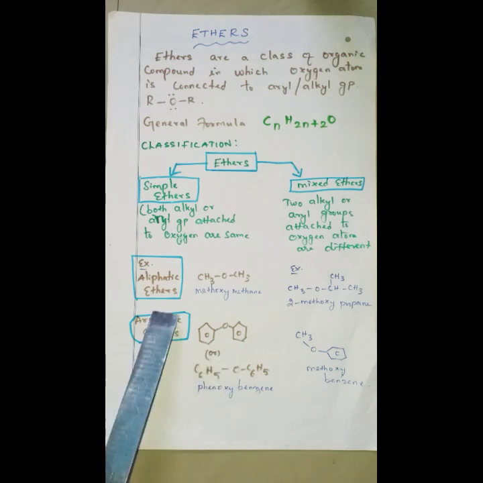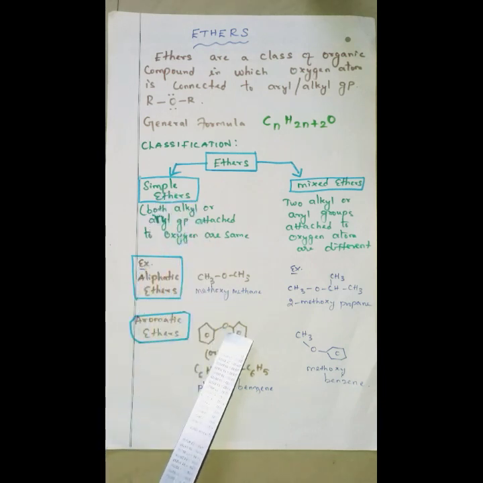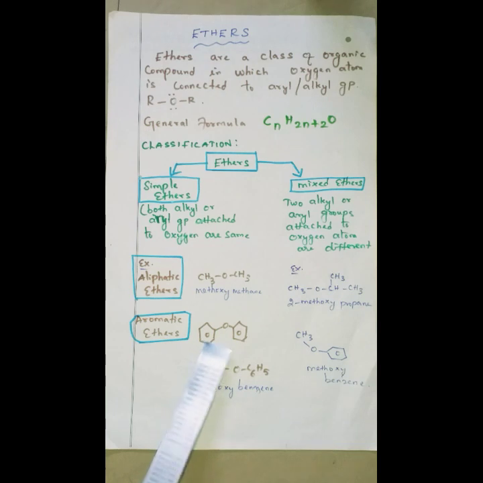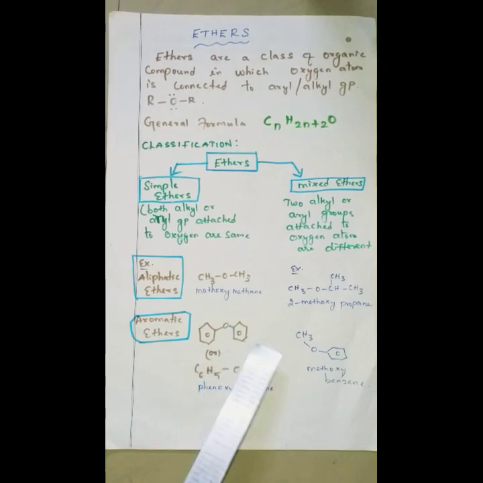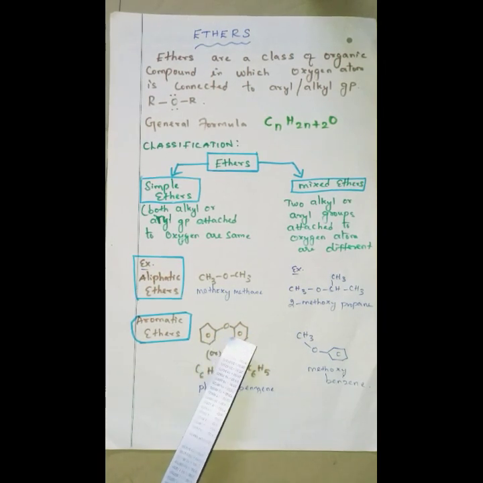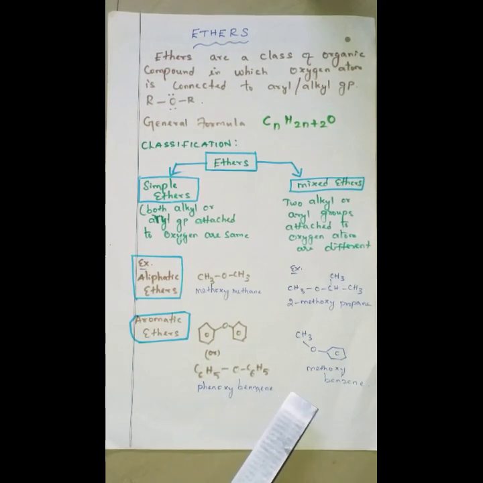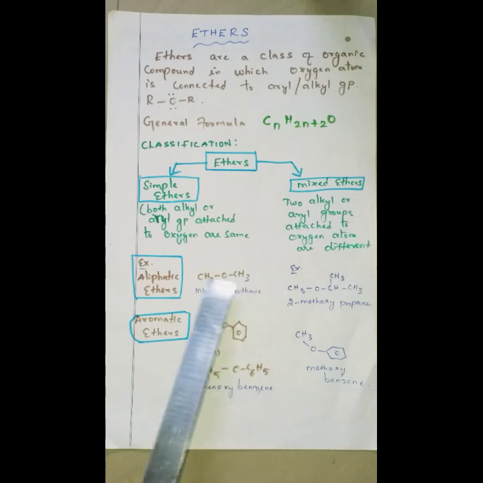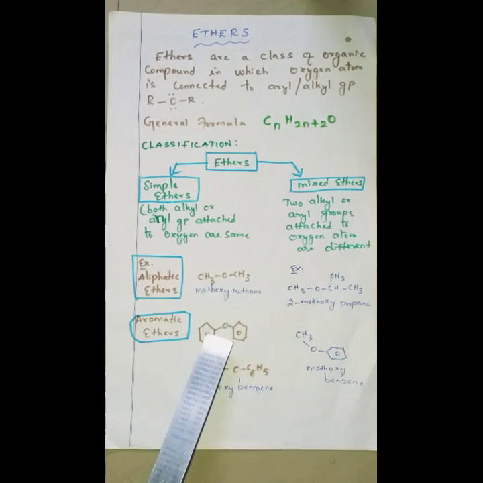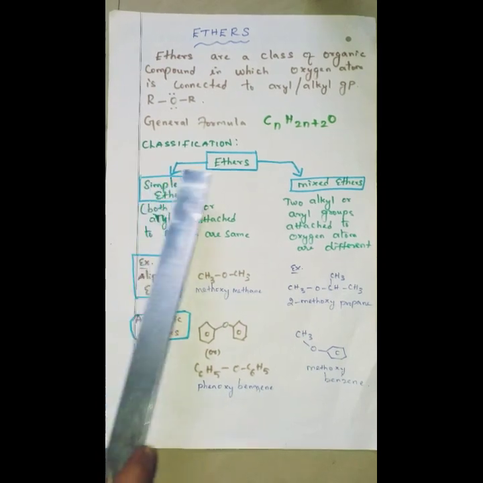And one more example for simple ether: here the oxygen atom is attached, on this side is C6H5 group and the other side is C6H5 group. So we can also write like this. The naming I will show on the next page. So here dimethyl ether, 2 methyl groups are the same, and here 2 phenyl groups are the same. So these 2 examples come under simple ether.